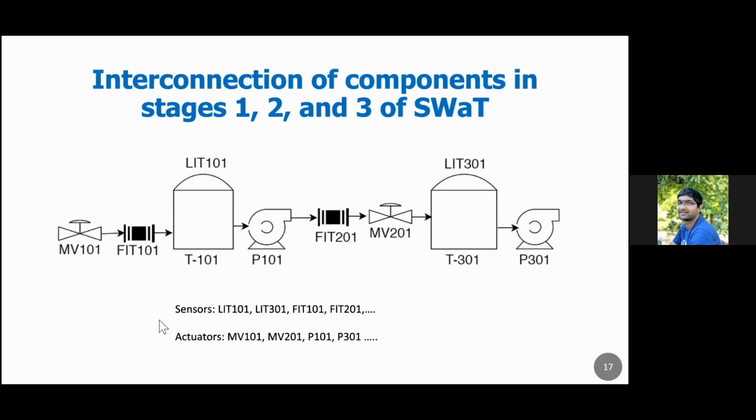So this is an interconnection of the first three stages in the SWaT, which I showed in the picture, the room-scale water treatment plant. If you see the motorized valve, whenever the motorized valve is open, water comes to this tank, and there is a flow meter which measures the flow rate. Similarly, there are multiple other sensors, like the flow meter next to the pump, and there is a motorized valve which can open or close to control the flow of the water to the pump, and so on.